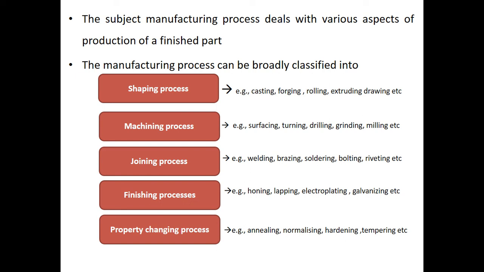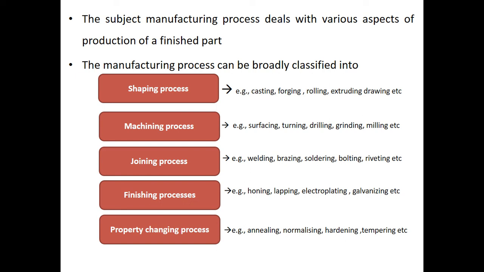The next one would be the finishing process. These are the processes by which the required surface finish is provided to the part. When you are going to use the part for the final application or end use, the component should have a good surface finish. It should not have sharp edges or corners. There may be a lot of requirements for the component you are going to use.